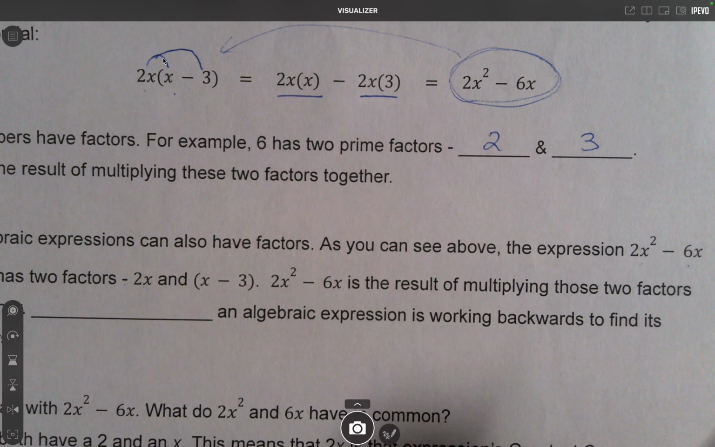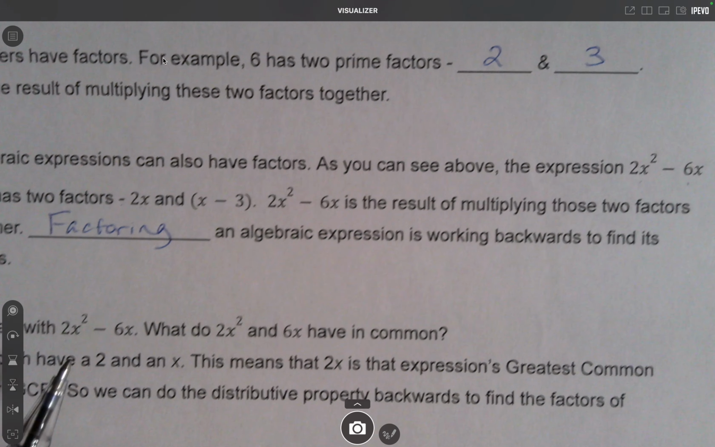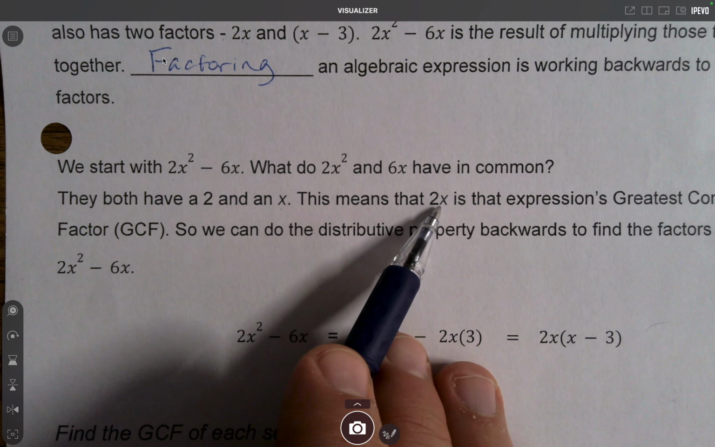So we'll start again with 2x squared minus 6x. To factor, we have to think about what these two terms, 2x squared and 6x, have in common, both as far as numbers and as far as variables. Both of these can be divided by 2, so 2 is part of their greatest common factor. And both of them have at least one x. That's something that goes evenly into both. So their greatest common factor is 2x.